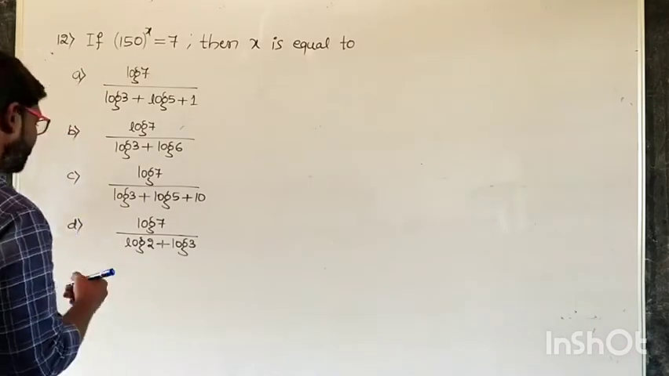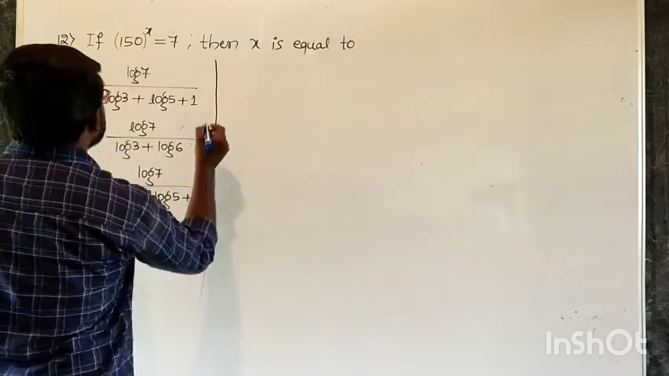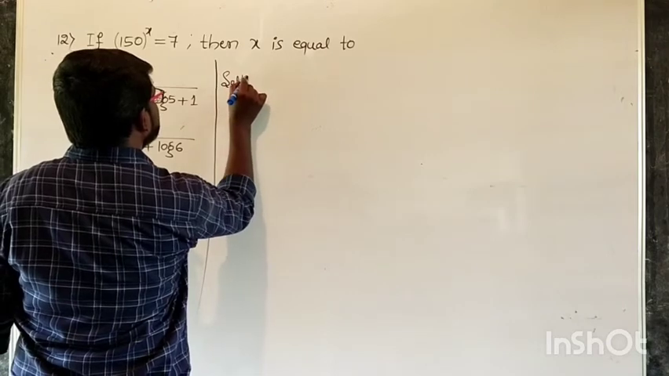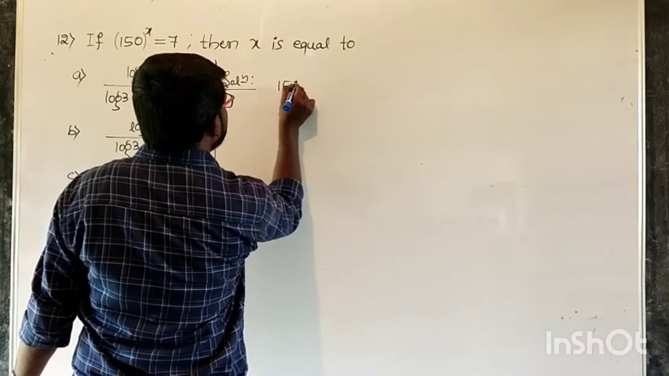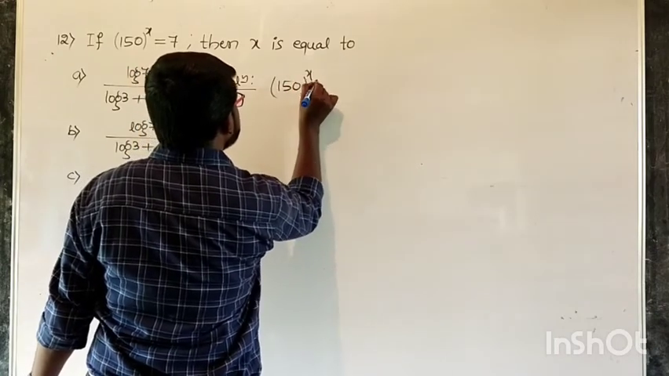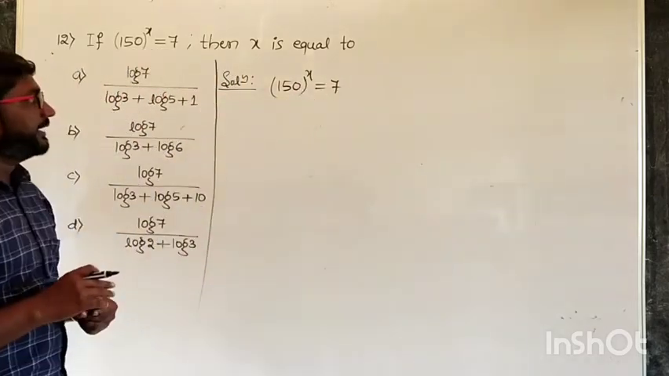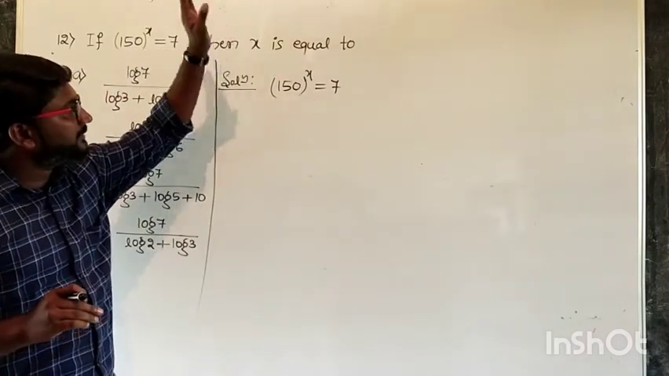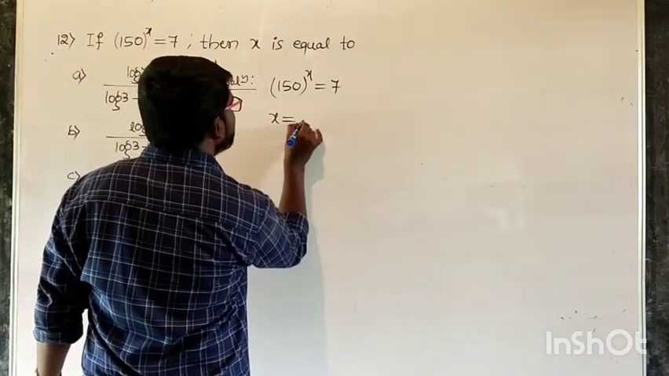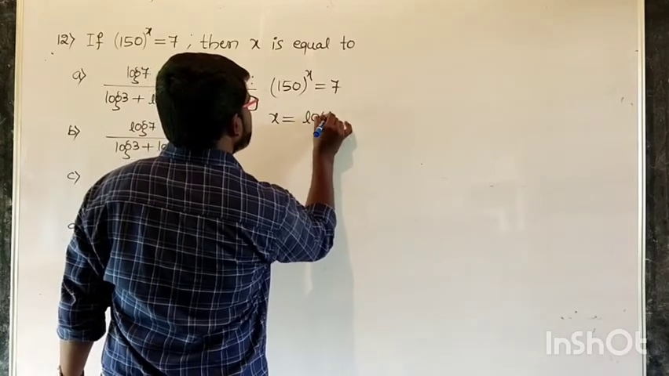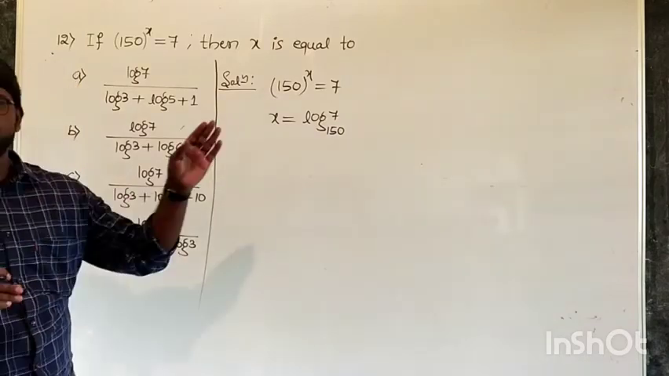So let us solve this. I take the given function as it is. So here is given 150 to the power x, which is equal to 7. So this is there in the exponential form. We have to write this in the logarithmic form. So what do we get now? x is equal to log 7 to the base 150.